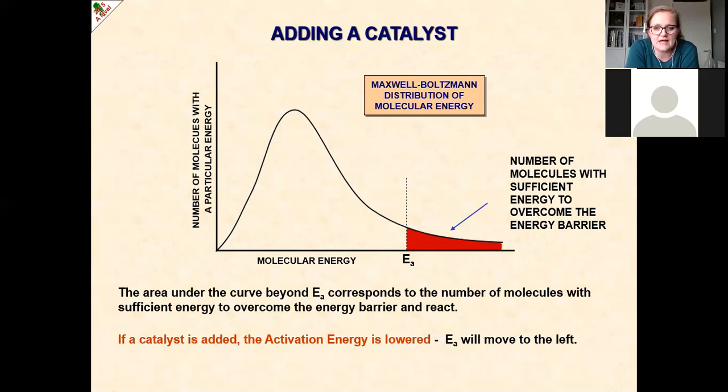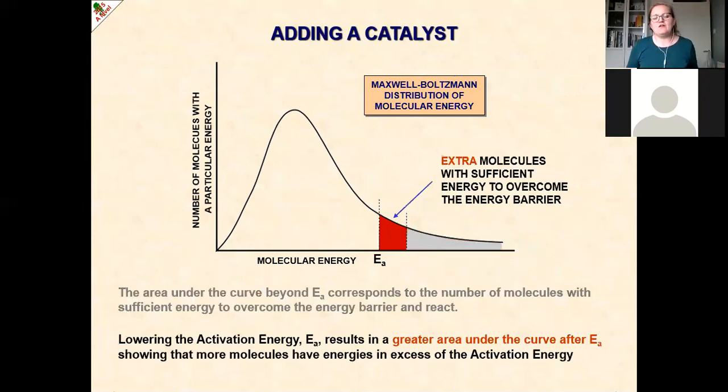So if a catalyst is added, our activation energy is lowered. So on this graph, our activation energy will move to the left. So now, because it's moved to the left, we've now got some more molecules with sufficient energy to overcome the energy barrier. I mean, we're not all the way over here, but that doesn't matter. We've still got a good chunk more than we had before. So we've got all of these molecules now. So it's not just these, it's all of these.